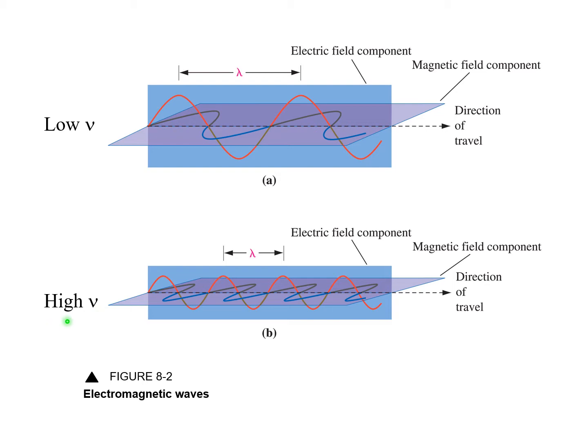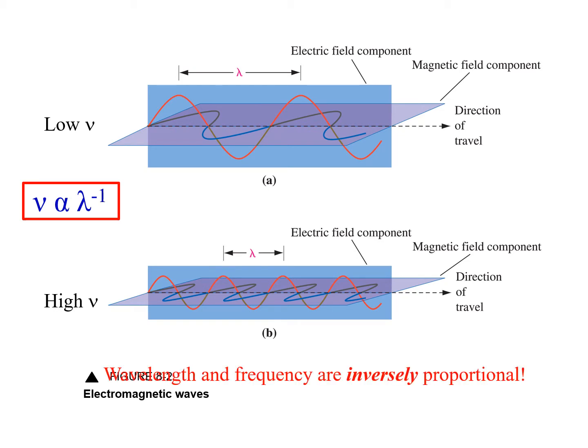And so for something of higher frequency, the wave travels through the same point in space a greater number of times per second. And in doing so, the wavelengths are shorter. And so we can see that there's an inverse relationship between wavelength and frequency. And so we have a proportionality now. We say that nu is inversely proportional to lambda, or we can say that frequency is inversely proportional to wavelength. So wavelength and frequency are inversely proportional.